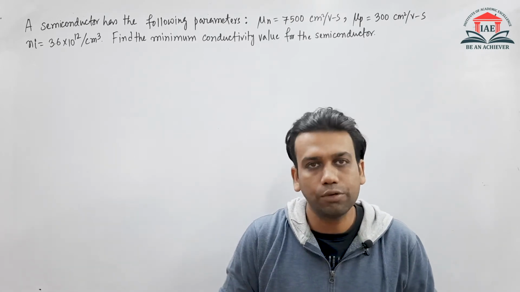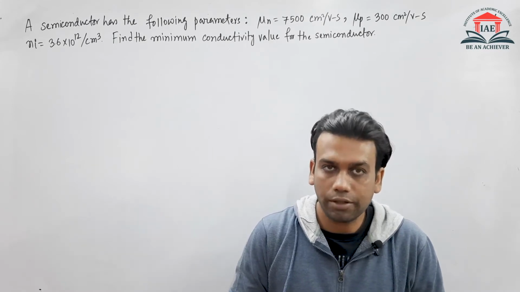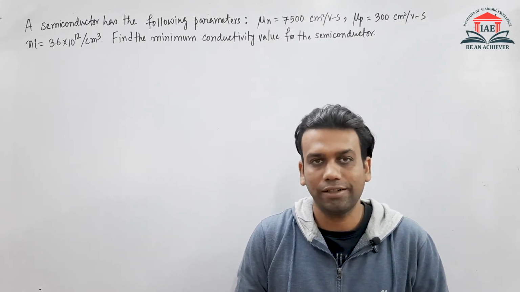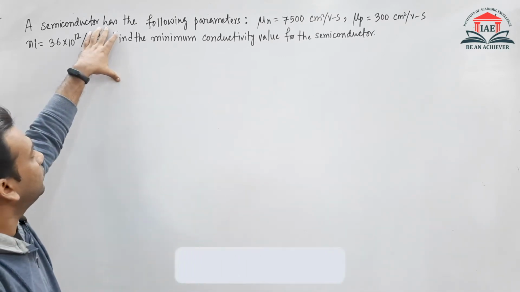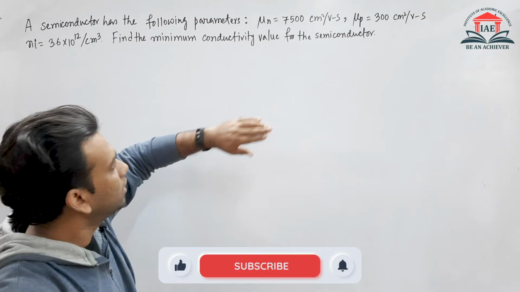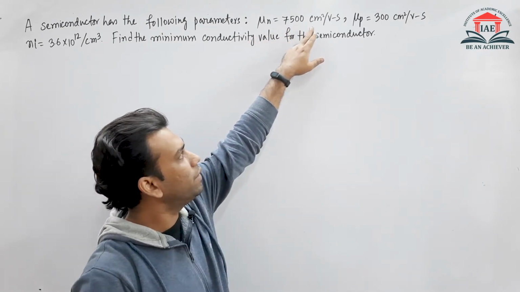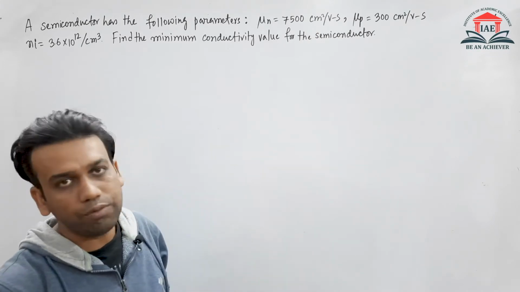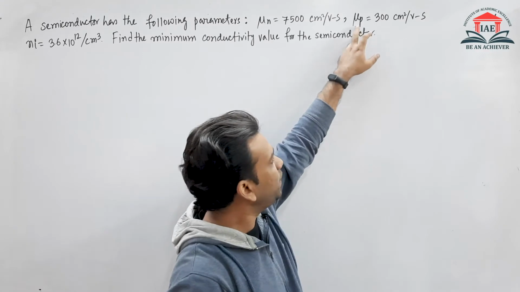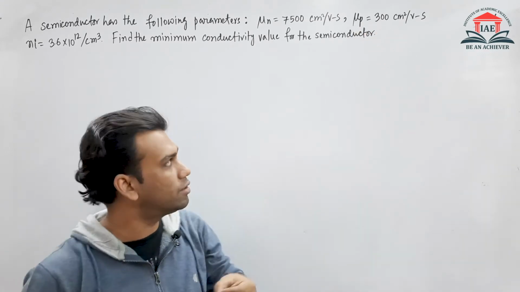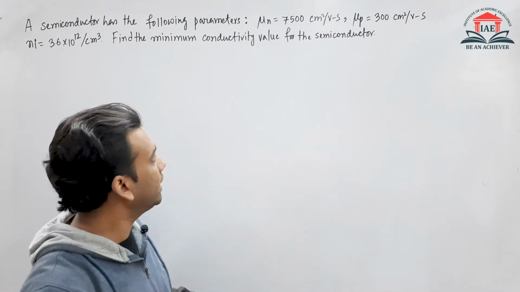In this video, we are going to discuss expected numerical on the semiconductors. So let's get started. The numerical is given like this. A semiconductor has the following parameters. Mu n is equal to 7500 centimeter square per volt second. What is mu n? Mu n is the mobility of the electrons, as you know, and mu p is the mobility of the holes, that is given as 300 centimeter square per volt second.